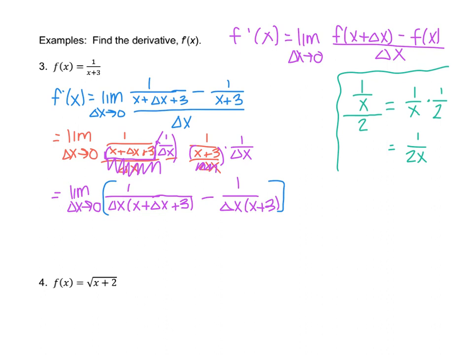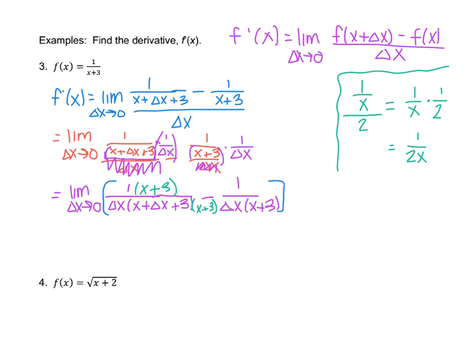The best strategy for moving forward with this is, can we simplify this into one single fraction? And that answer would be yes. We would just need a common denominator. So let's think about common denominator between this and this. The good news is they both have delta x. That's great. This one has x plus delta x plus 3. This one just has x plus 3. So I need to take the entire first fraction and multiply it now by x plus 3 over x plus 3 in order to get that x plus 3 down here. So I'm going to take this and multiply by x plus 3 over x plus 3.